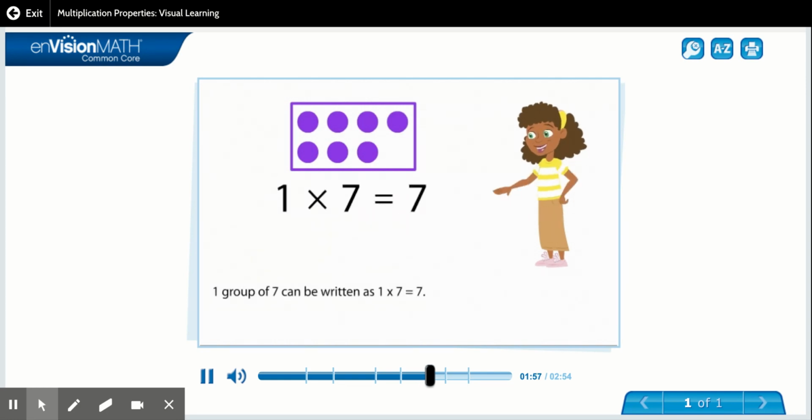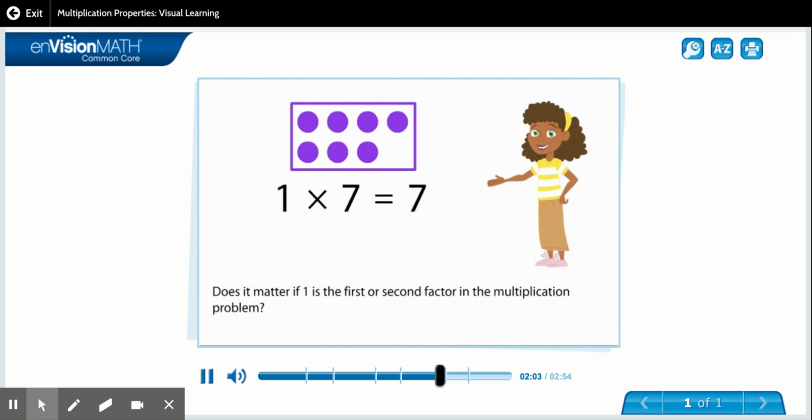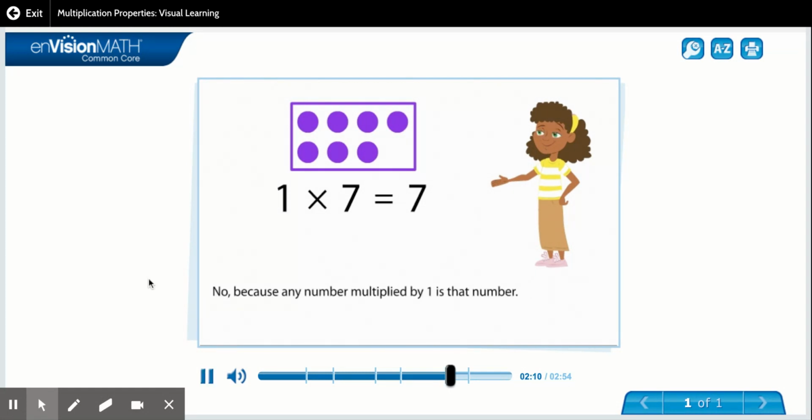One group of 7 can be written as 1 times 7 equals 7. Does it matter if 1 is the first or second factor in the multiplication problem? No, because any number multiplied by 1 is that number.